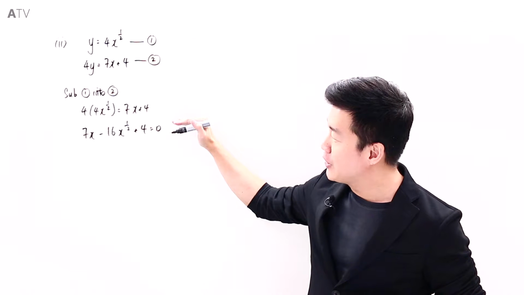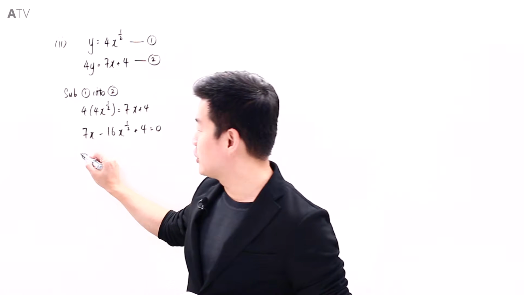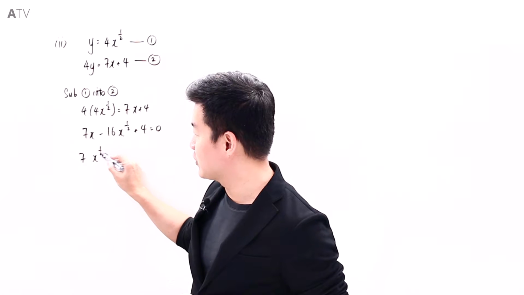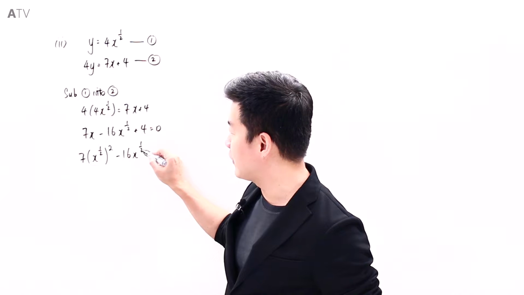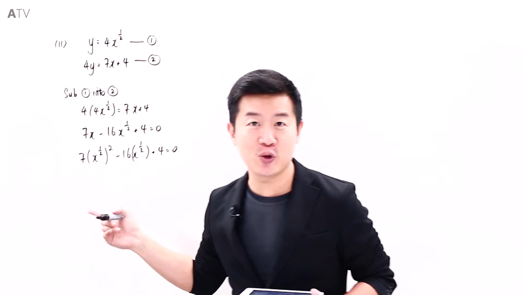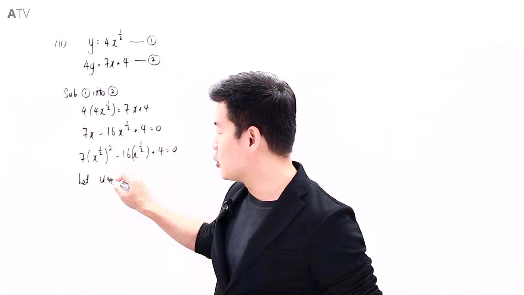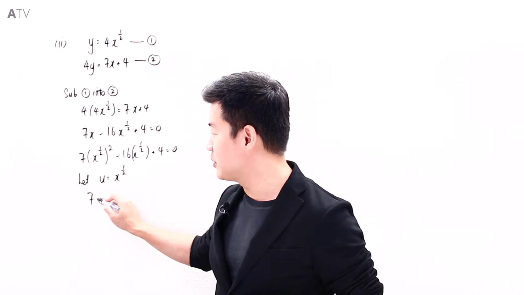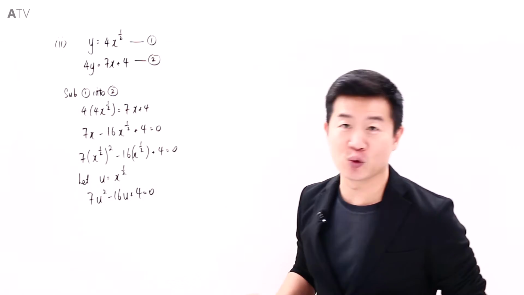And let's try to view this as a quadratic equation. Because what if I were to rewrite this as 7 times x to the power of half, the whole thing to the power of 2, minus 16x to the power of half, then plus 4. This is equal to 0, and now we can view this as a quadratic equation if we let, for example, u be this x to the power of half, which means that the quadratic equation that I'm looking at is going to be 7u squared minus 16u plus 4 is equal to 0.